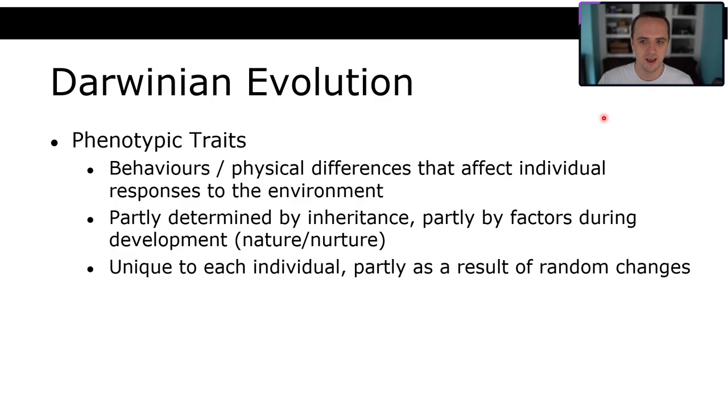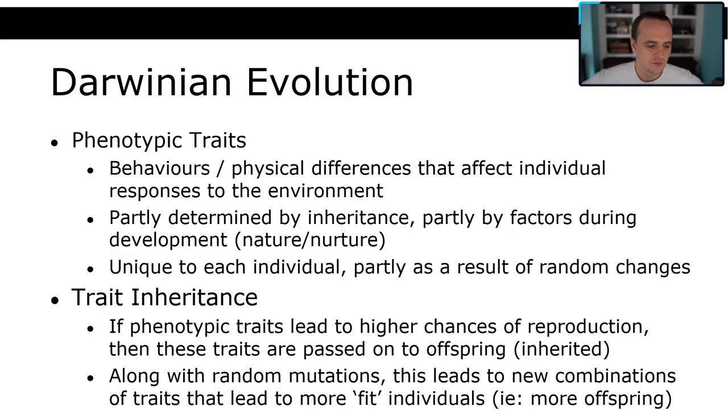So essentially what this is saying is that each individual is going to have some traits that are specific to it. Traits in general are somewhat derived from your genetics or inheritance, because we combine genes from your parents, and partly due to factors during development. Like if you were around Chernobyl or something like that, you're going to have different traits than someone else.